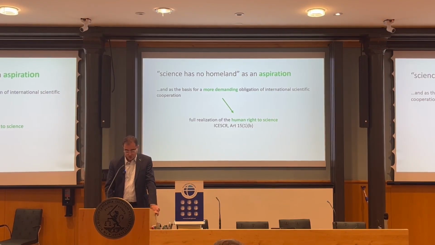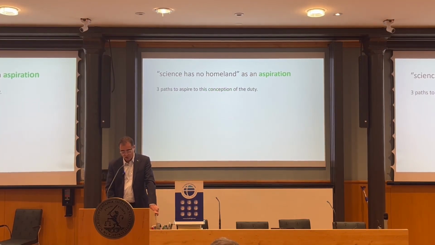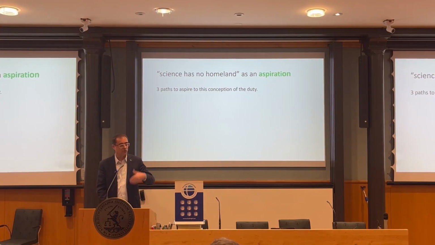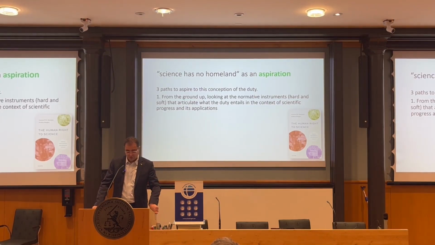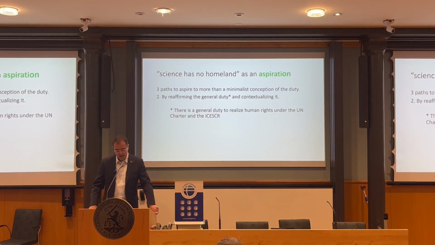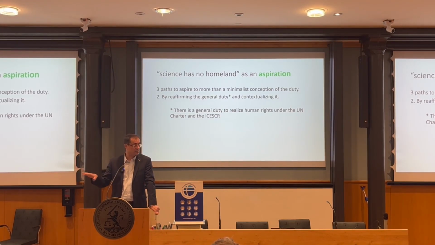The human right to science is codified in 1B, so in the same article a bit earlier, and cooperation is a tool for realizing the human right to science. So how do we get there? There are three ways to get there for the legal scholars in the room. One is what we have done in our book, and we left some out, so I may go back and do that in the spring, which is just from the ground up, look at all the recognitions of international cooperation in normative instruments, whether soft or hard law instruments, and try to make a case for a non-minimalistic account of scientific cooperation. The second one is just to reaffirm the general duty, which includes an obligation to realize all human rights, which include the right to science.